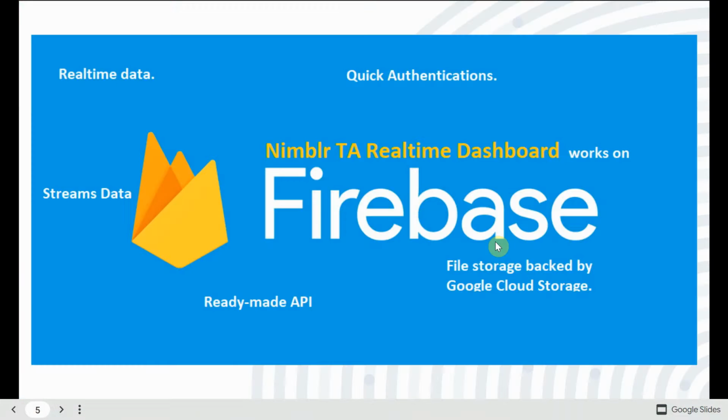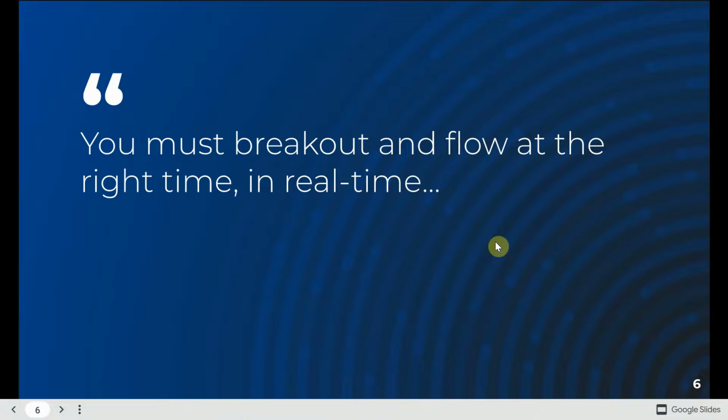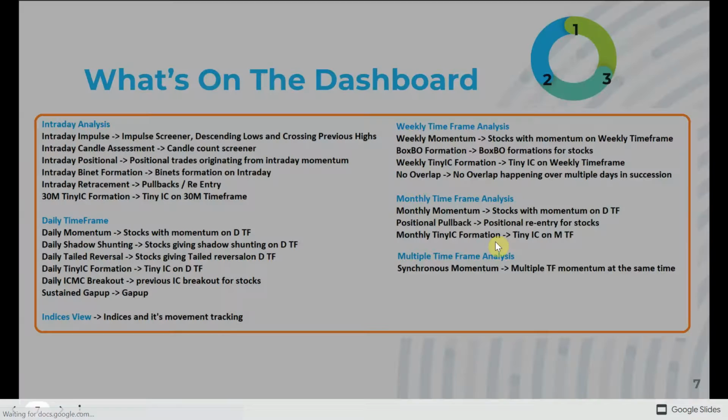About the dashboard, in the back end it works quickly, with the NimblrTA real-time dashboard being powered by Firebase. It's a real-time database, so it's quick. You must know the breakout flow at the right time, in real time. That is the motto. Unless you know where the breakout is happening at the right time and in real time, it won't be of much use. You must take your entry immediately, right?